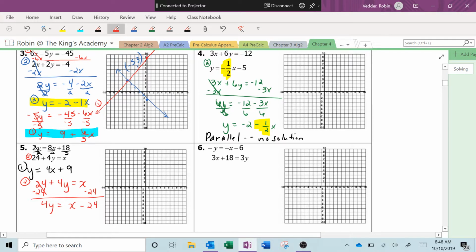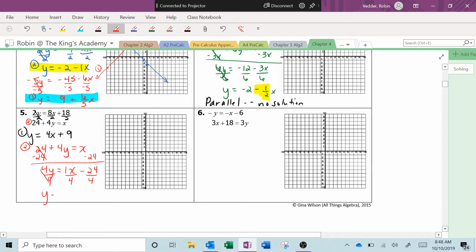What do we do in the last step of this one? Last step to get y by itself? Divide, right? We divide. Oh, that gives us our slope of 1 over 4. We get y equals 1 over 4x minus 6.